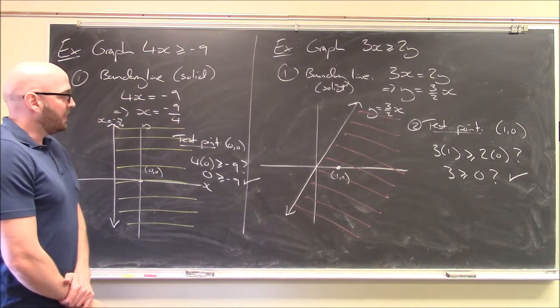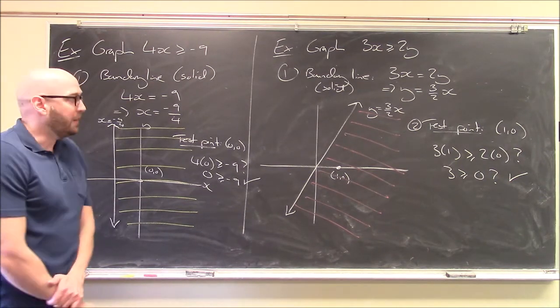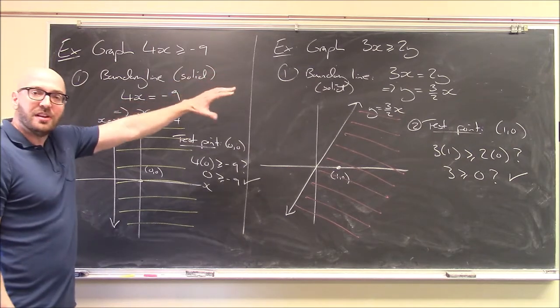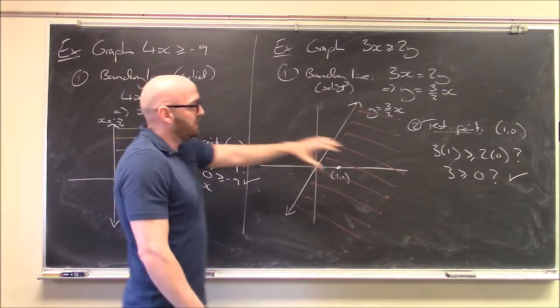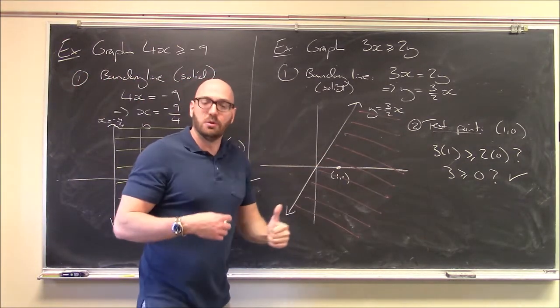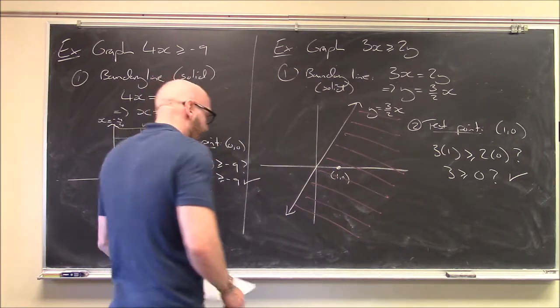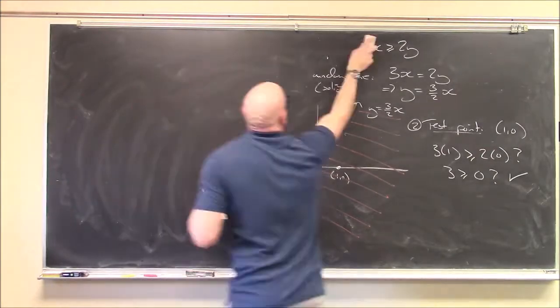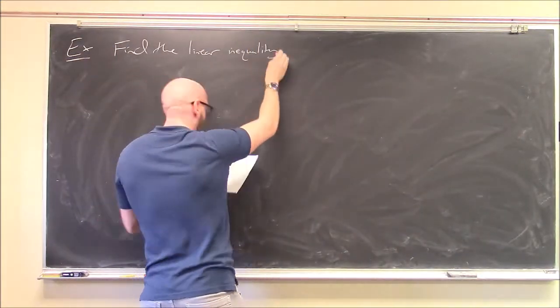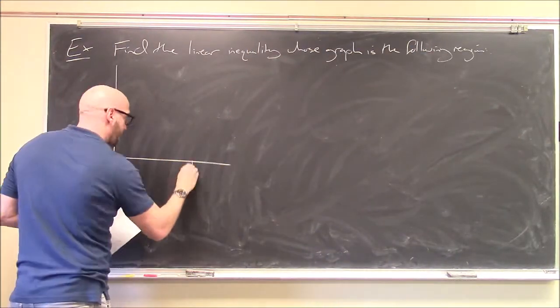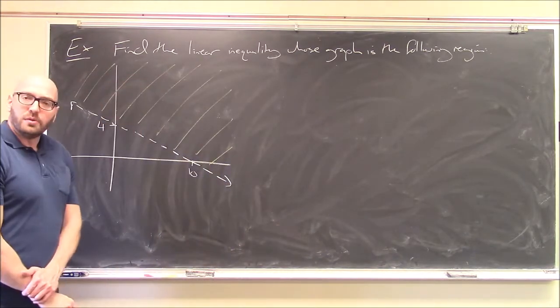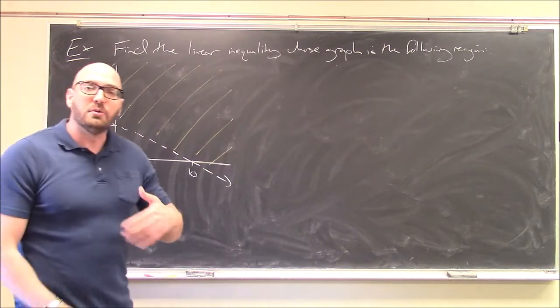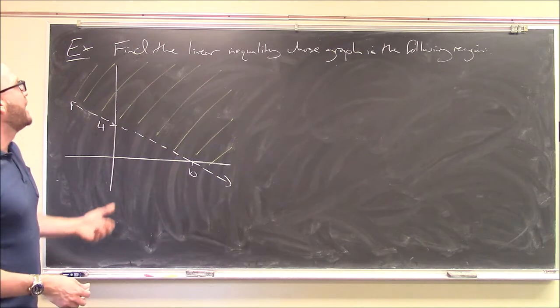So I want to do just one more example, but not of this type. Let's go backwards. What if I give you the graph? Can we recover the actual inequality itself? And yeah, we absolutely can. So here's what I'm talking about. Instead of giving you an inequality and asking you to graph it, let's try to go backwards.